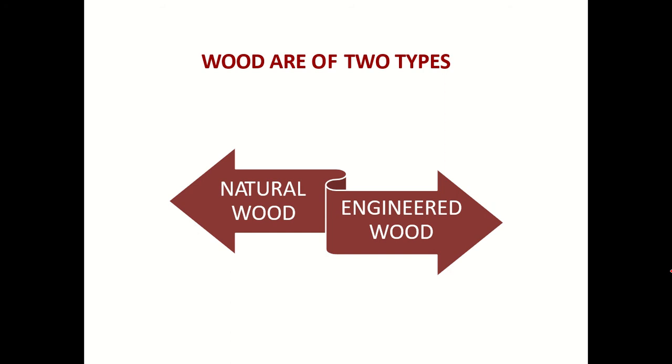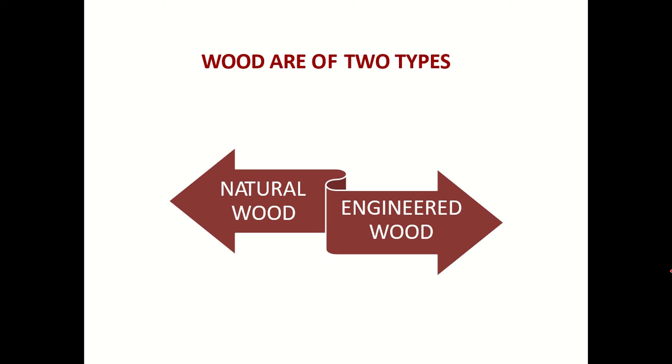So in this video I'll be talking about various forms of engineered wood. If you talk about a broader classification, wood is generally of two types: natural wood and engineered wood. Natural wood is again classified into softwood and hardwood. I've talked about the differences between softwood and hardwood in the structure of wood video, so you can watch there. Today let's talk especially about engineered wood and its forms.